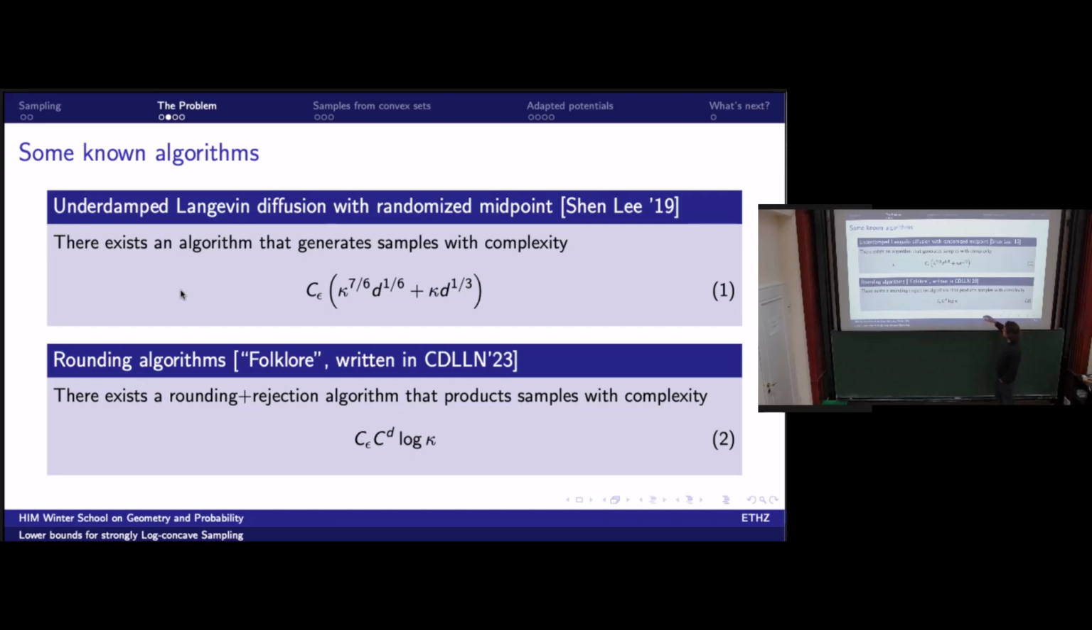And the goal of this talk is to show that in the extreme case where kappa is very big, this regime is sharp. That the algorithms that we have in these very low dimension, very extreme log-concave distributions, this log kappa over there is as good as you can do.